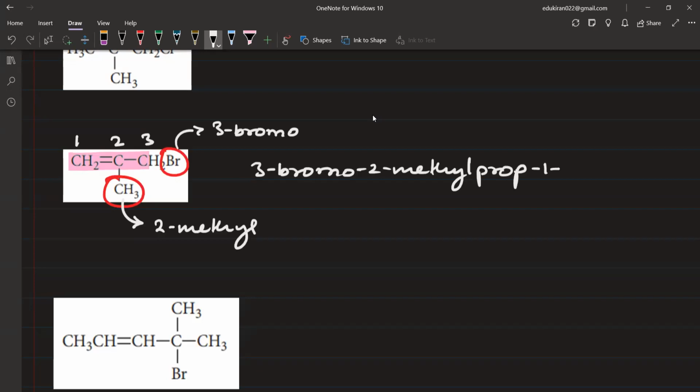Very good. 1-ene. So see, double bond is in the first carbon, second carbon both. So we'll take that carbon which is having lesser number. So it will be 1-ene.